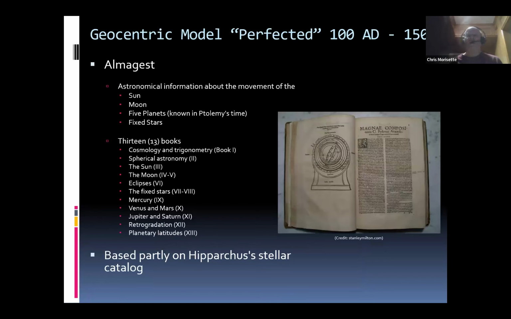perfected. I think what he did that is much more important is he left a lasting written record of its work in a document called the Almagest, and in it he recorded astronomical information about the movement of the sun, moon, five planets, and fixed stars. It was broken up into 13 books, and it was based partly on Hipparchus's stellar catalog.